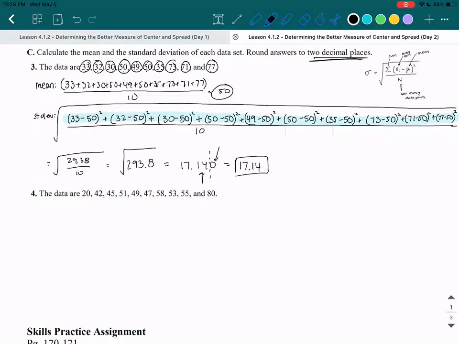So now we're going to do it again for number 4. Luckily for us, I think number 4 has fewer numbers. So let's try this out. First step in calculating our standard deviation is to calculate our mean. So let's calculate the mean.